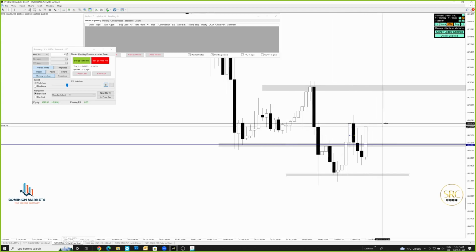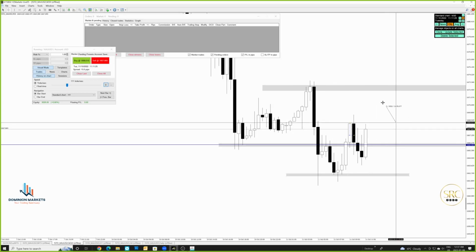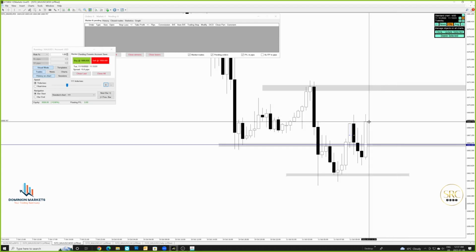Nothing. Maybe if we can break above this resistance, we can take a second buy for price to move up in this 40 pip range. Oh, damn, what's going on over here?